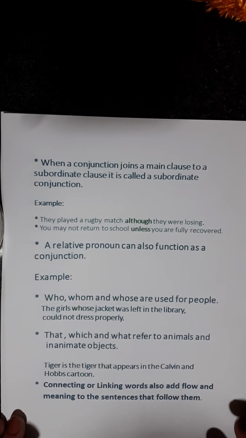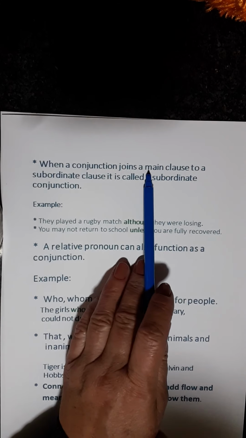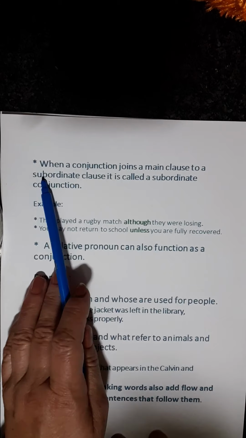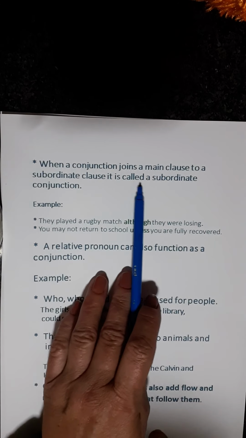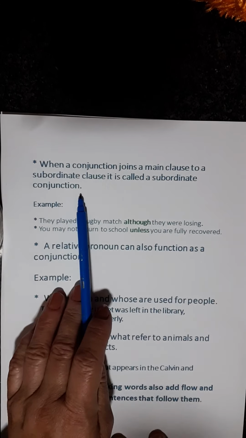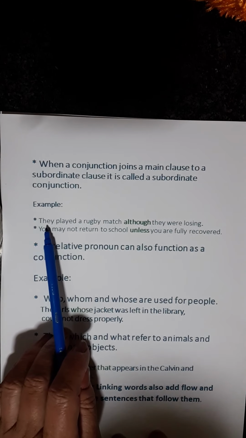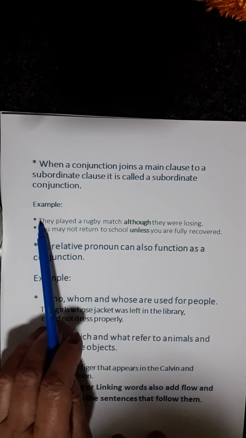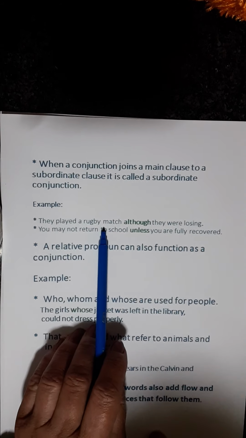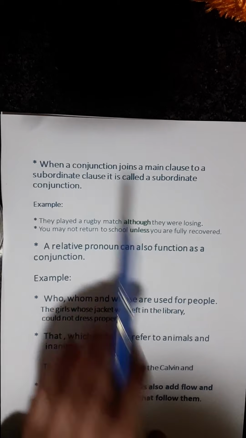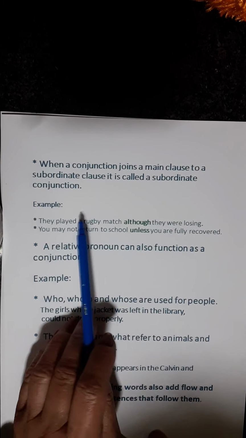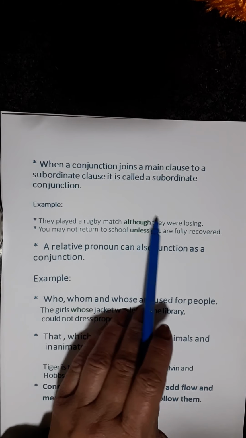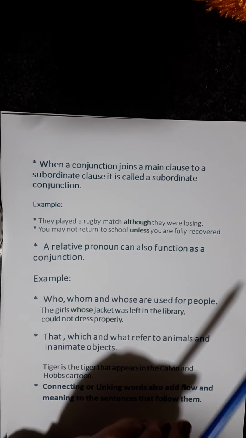Right, when a conjunction joins a main clause, a sentence with a verb and a doer, to a subordinate clause, it is called a subordinate conjunction. Okay, for example, they played a rugby match. That is your main clause. That is what they are doing. The subordinate clause is adding to that. They were losing. So they played a rugby match although they were losing.